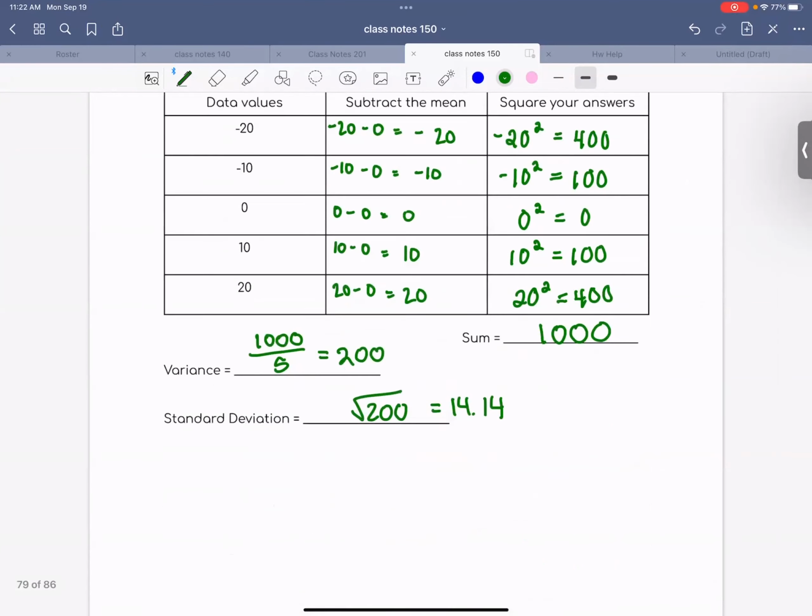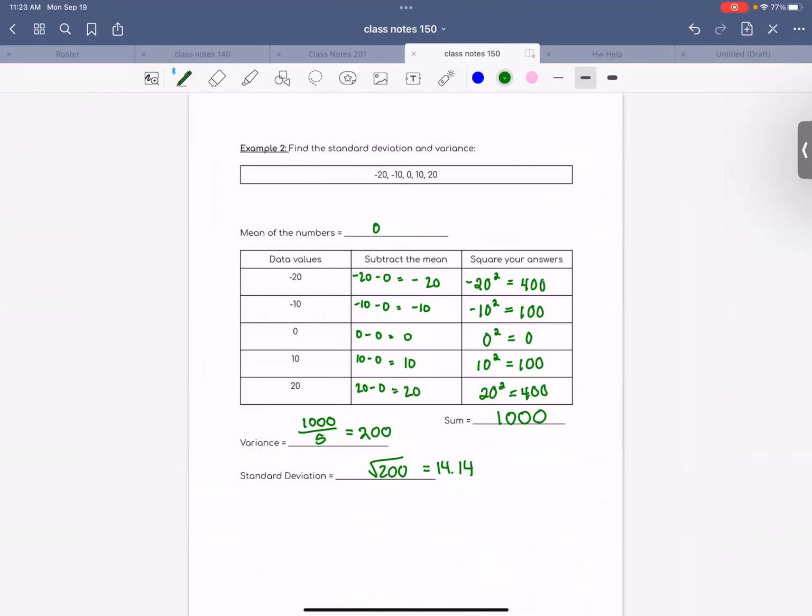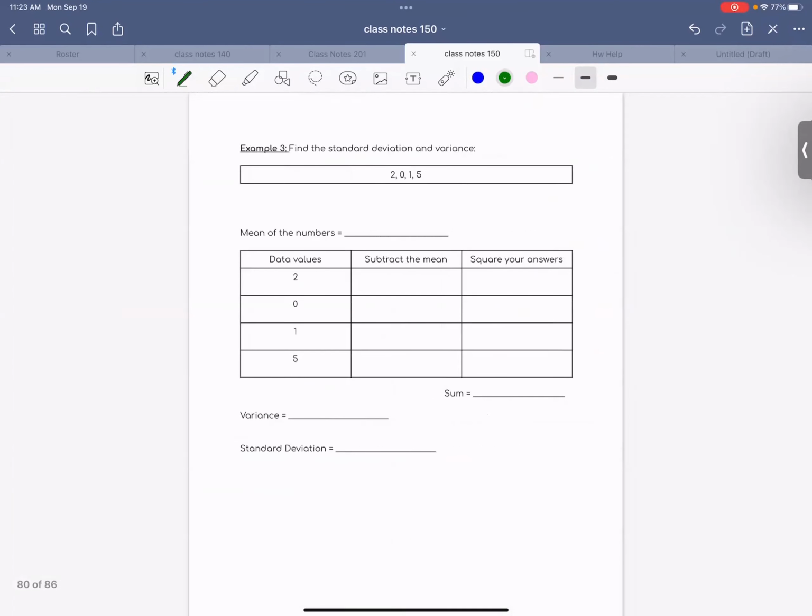Okay. Any questions on example 1 or 2? All right. Okay, so the mean doesn't always have to be 0. I know I gave you 2 examples where the mean was 0. Let's do example 3. I feel pretty confident we can do this one. So hopefully by the end of class, we're going to be experts in finding the standard deviation.